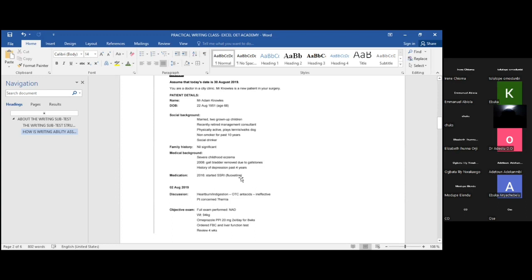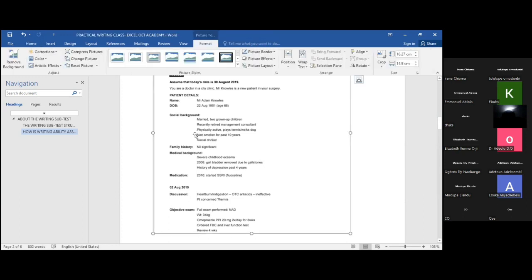Not important. We're not writing to a psychologist. We're not writing to a psychiatrist, right? So it's not important information. So our important information here is this. Let me highlight it. So we have non-smoker for the past 10 years, social drinker, and gallbladder stone, removed and stuff.